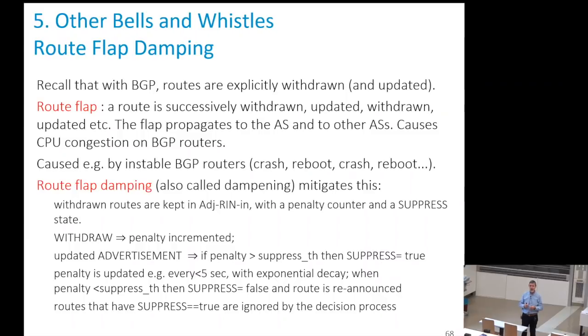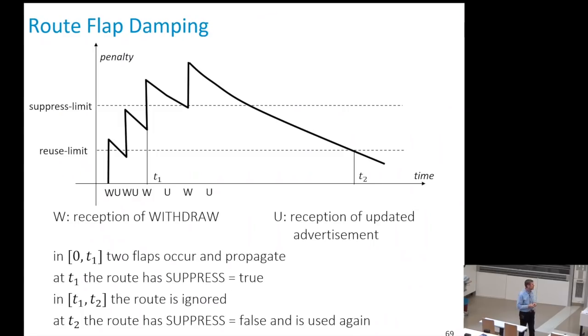Well, you need to put some friction in the system. So this friction is called route flap damping or dampening. The idea is that with every route in the adjacency rib-in, when you receive a route, you keep all the information that comes with the route, and then you add a counter and a state. The state says whether this route is valid or whether it should be suppressed. That's called the suppressed state.